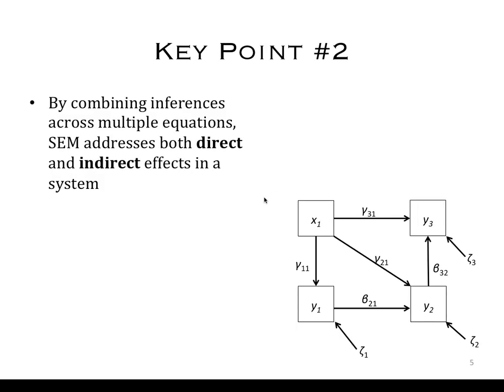Okay, so the second key point and cool thing about structural equation modeling is that you can get information about both direct and indirect effects in a system. If this was your model here, you would be seeing the direct effect of x1 on y3, but you could also see indirect effects of x1 through y2 going to y3, then also through y1, y2 to y3. So not only the direct effect, also the indirect effects by changing these other variables which have an impact on y3.